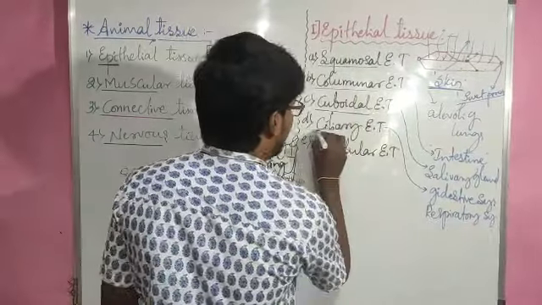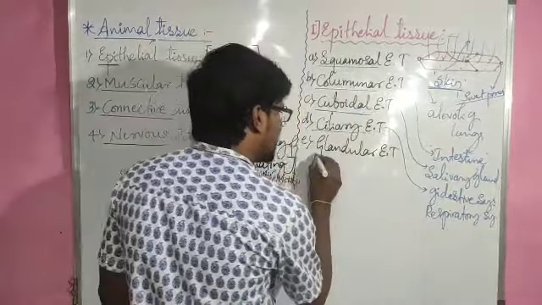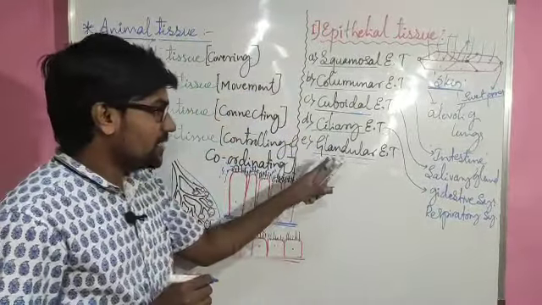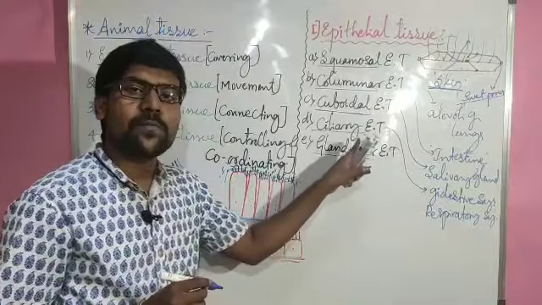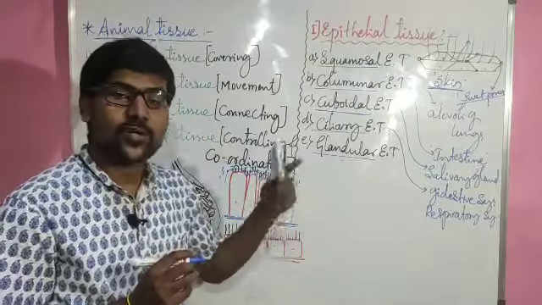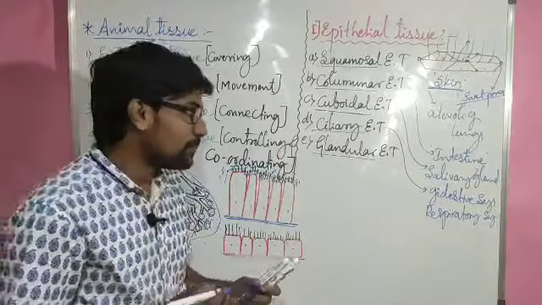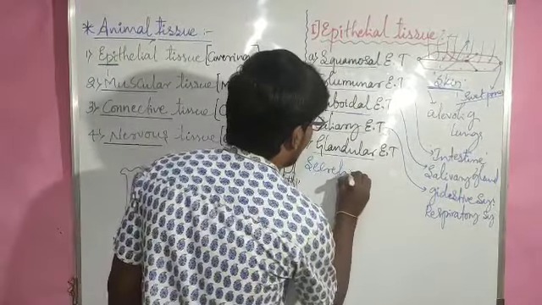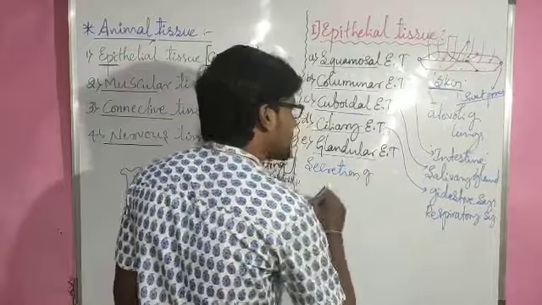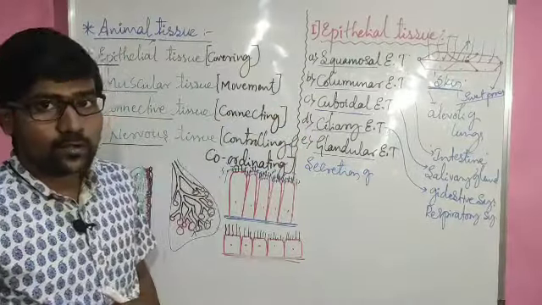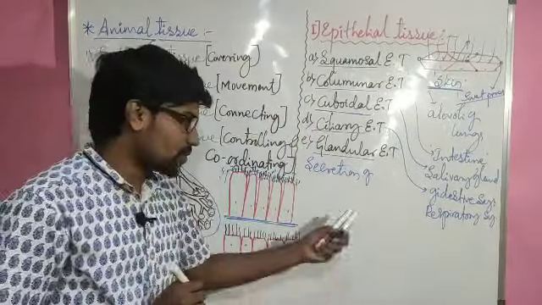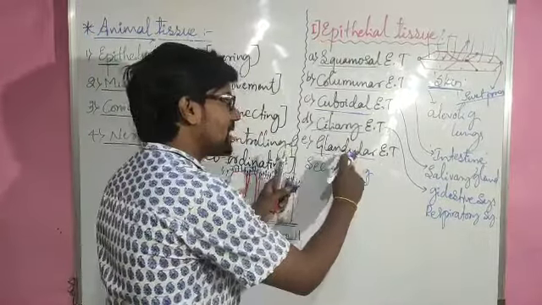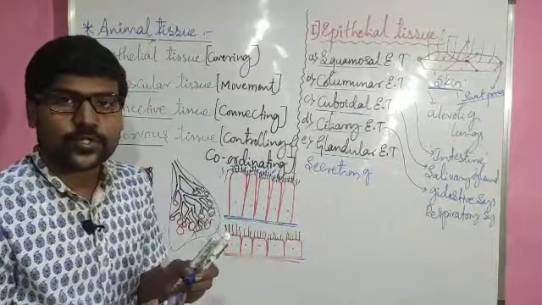Yes, so this is about the ciliary. And if we consider this glandular epithelial tissue, the name itself suggests this kind of epithelial tissue will be present in the glands. That means their major function is secretion, secretion of hormones or secretion of enzymes. So releasing of hormones, such kind of glands are covered by the glandular epithelial tissue.